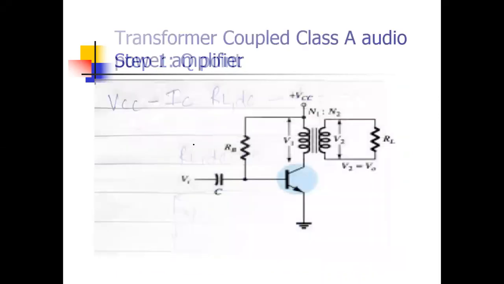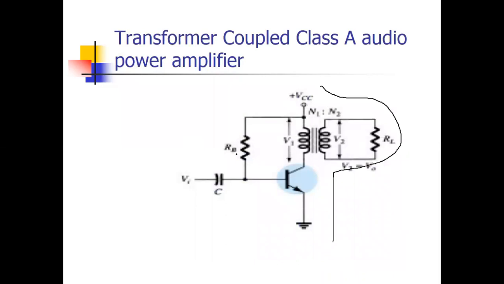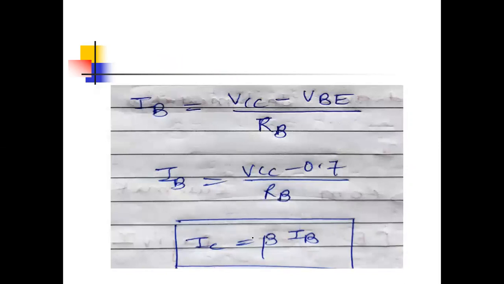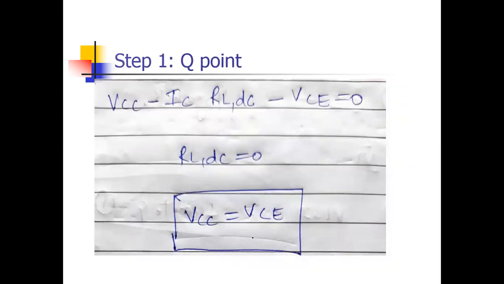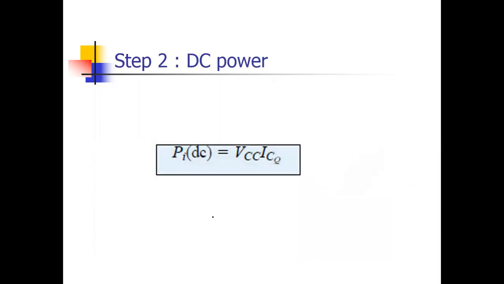Next, about the current, it is the same. If you apply the KVL at the left side, VCC minus IB RB minus VBE equals 0. This is V BE. So for the Q point, you know these VCEQ and ICQ. Okay, so step 1 is clear. DC power, you know very well, is due to the power supply. There is no AC. So DC power is the supply VCC into current IC.